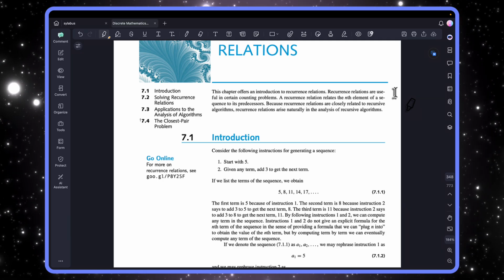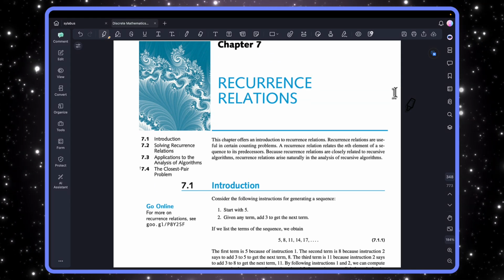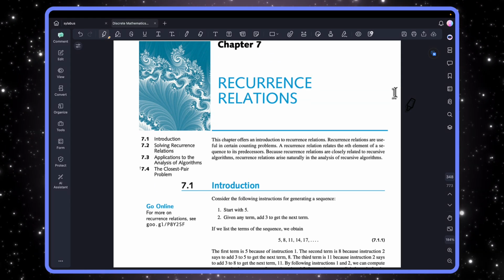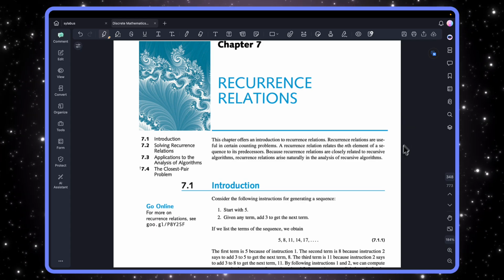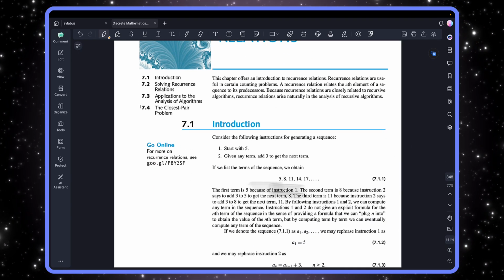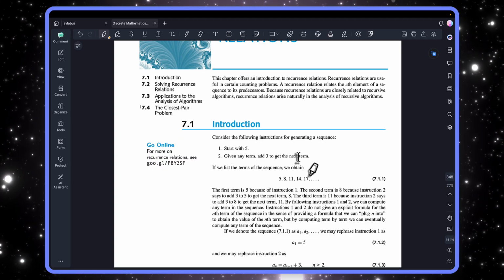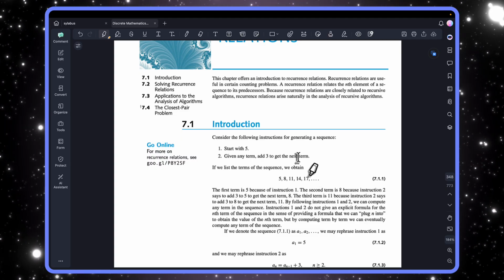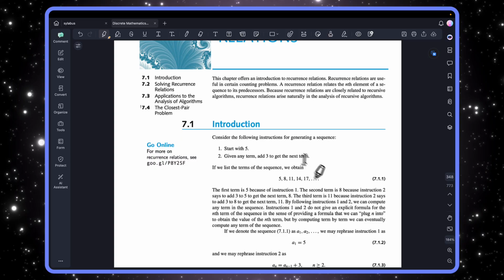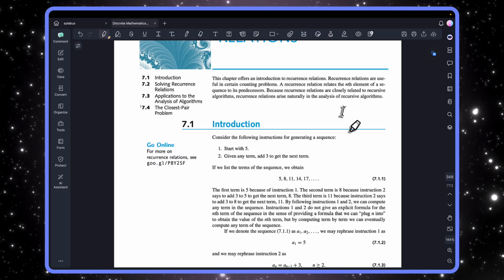Hello. All right, chapter 7. Recurrence relations. Okay. So this section will have a bunch of examples, and then we'll use these in the future to study certain aspects of discrete mathematics, I guess. So here we go. Here's an example.